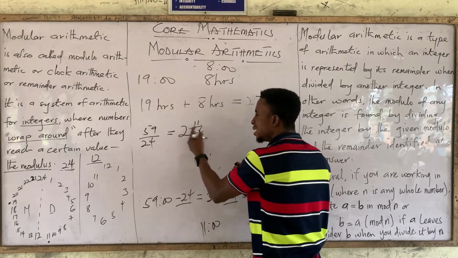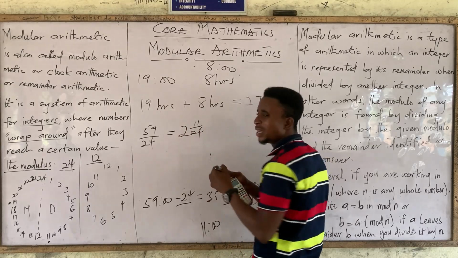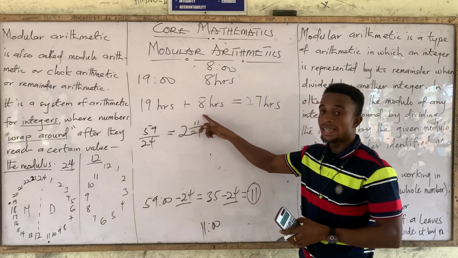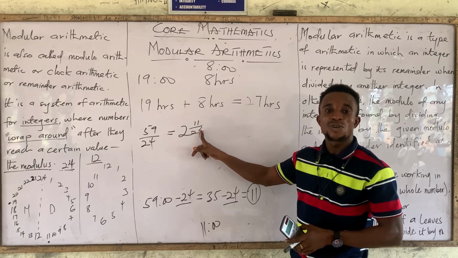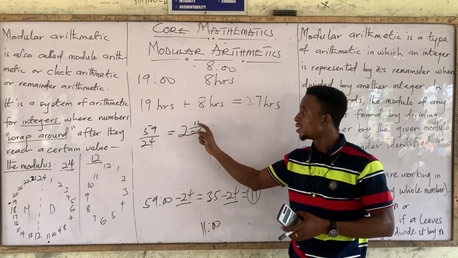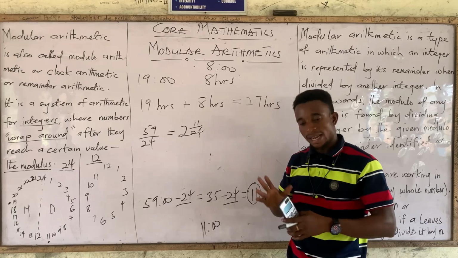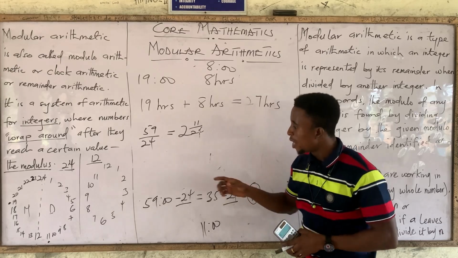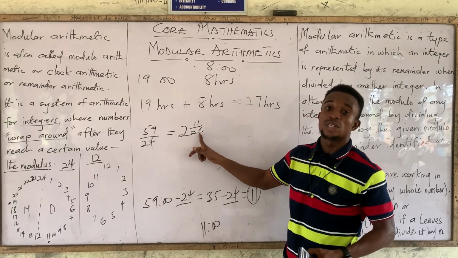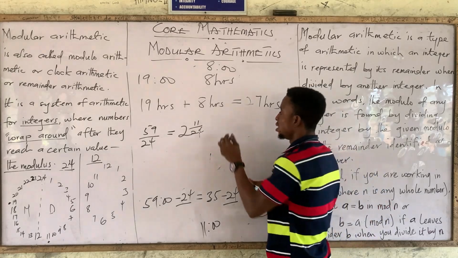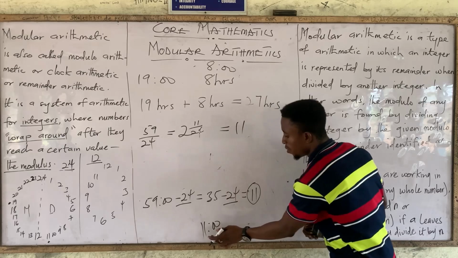I'm not interested in the whole number and the denominator. I'm interested in the remainder. So you check if the denominator for the proper fraction is the same as the modulo. Then you pick what is at the top, and that is said to be the remainder. So we are in 24. So the modulo is 24, and this one too is 24. So the remainder is 11. That is what we have here.